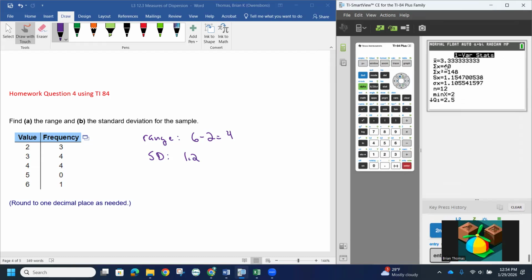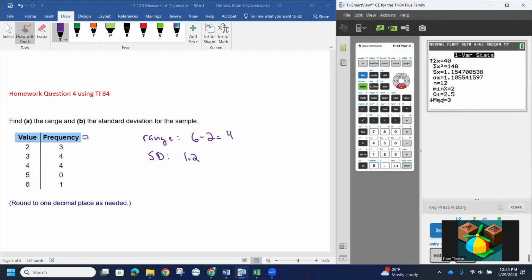It'll give us our mean. Notice how we were saying there's more 3s and 4s, so it seems like the mean should be around 3 and 4, and the mean is 3.3. Notice that the Sx is our standard deviation for the sample, and that would also be 1.2 if we round to 1 decimal place, because that 5 does move it up to a 2, so it looks like the same thing. The sigma x is actually a population standard deviation, which they're not asking for.